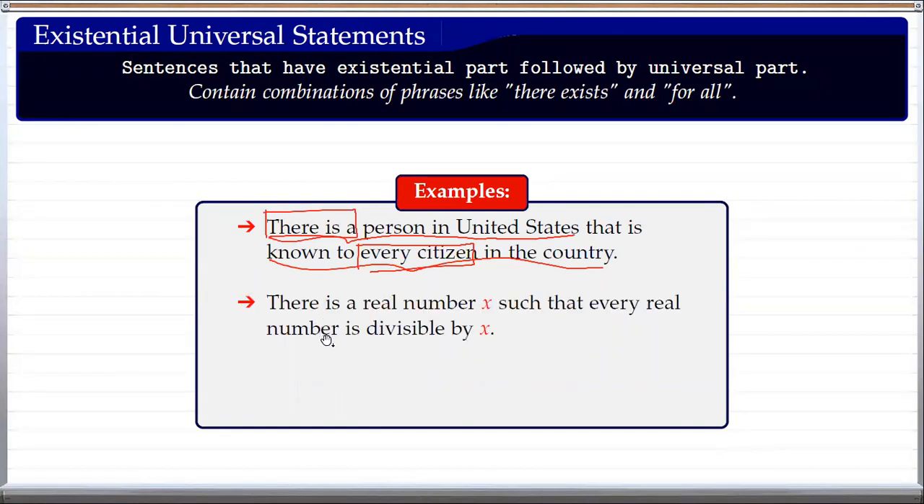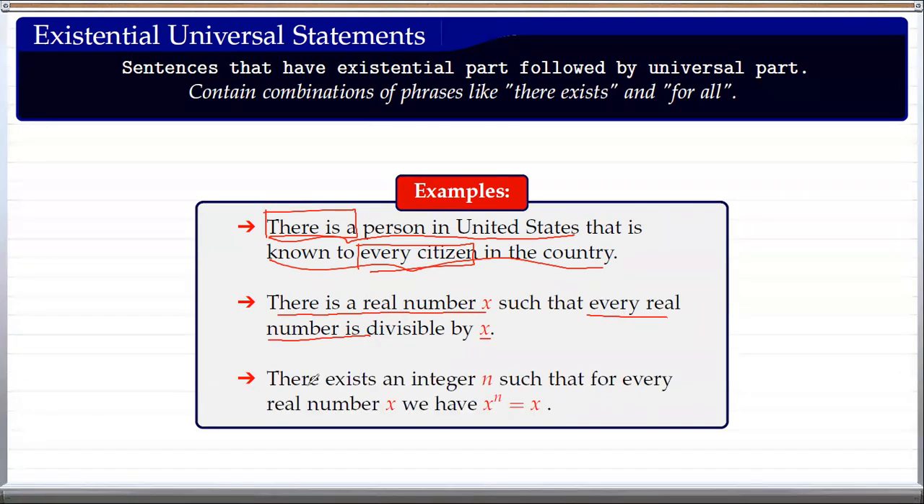The next example, there is a real number x such that every real number is divisible by x. So in this case, the first part is again existential because it talks about how there exists a real number. And the second part is universal because it's talking about every real number that has something to do with x. So we have existential followed by universal.